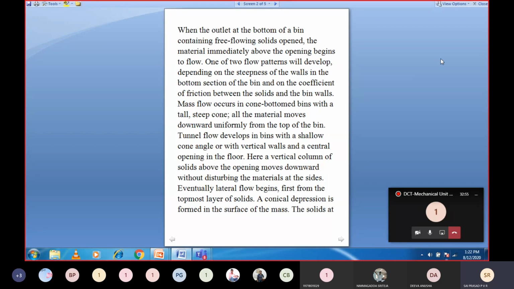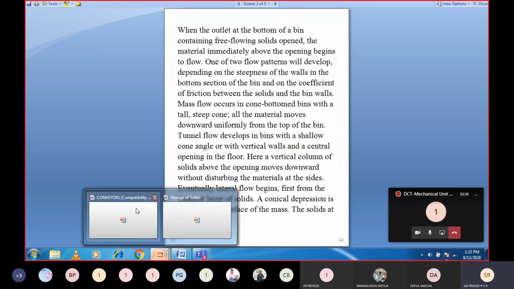When the outlet at the bottom of a bin containing free-flowing solids is opened, the material immediately above the opening begins to flow. As we know very well, all the solids are simply residing on the wall on a layer by layer basis. Once you open the bottom wall, the first layer resting on the wall will start moving out. Similarly, once that is evacuated, the second layer, third layer, fourth layer, like that. We can generate a motion inside the solids stored inside the bin on top of the valve. And once the valve is open, we can generate the flow. One of the two flow patterns will develop depending upon the steepness of the walls. Please remember the steepness of the walls.